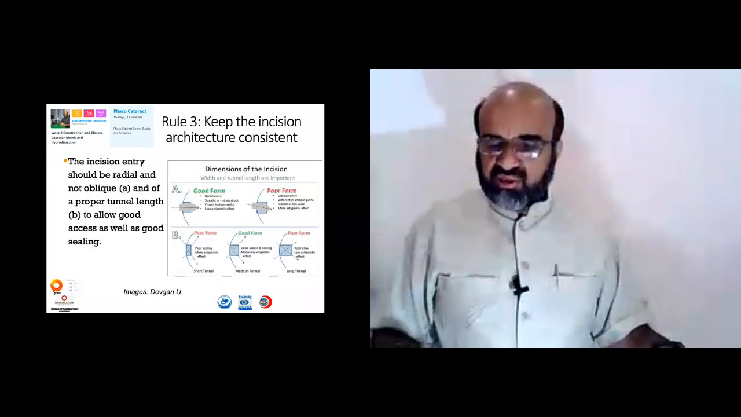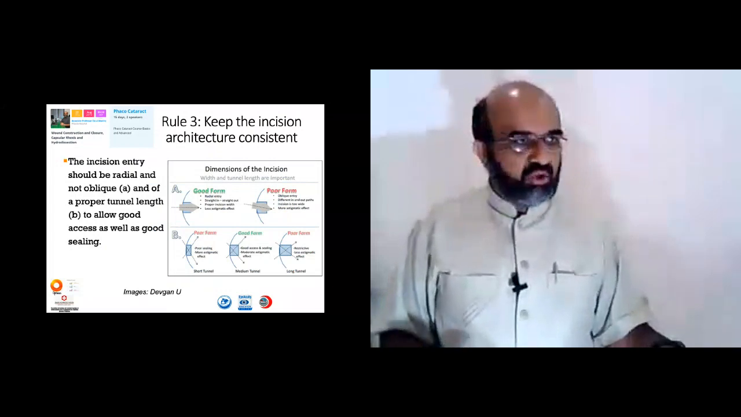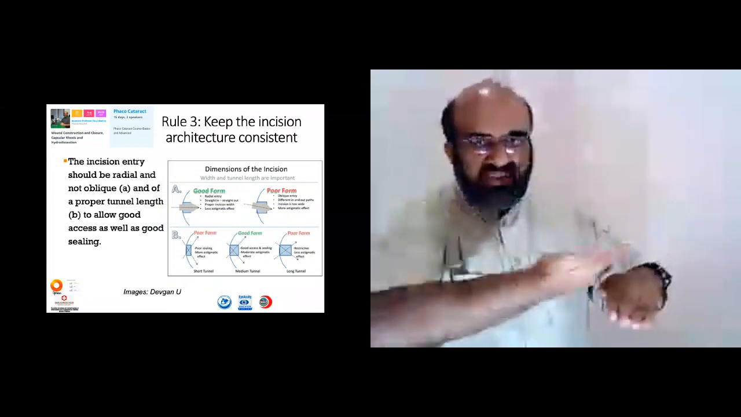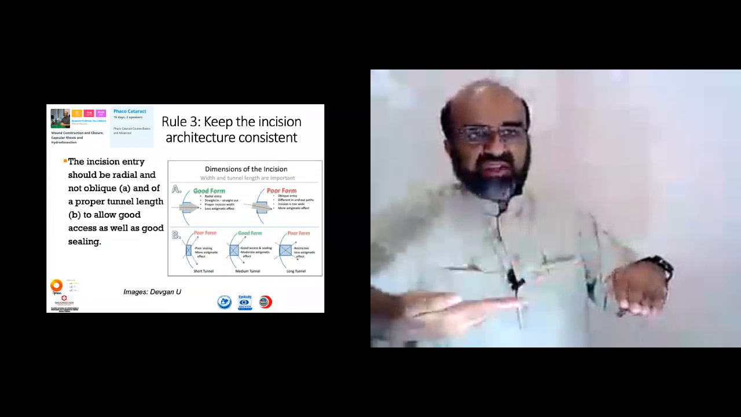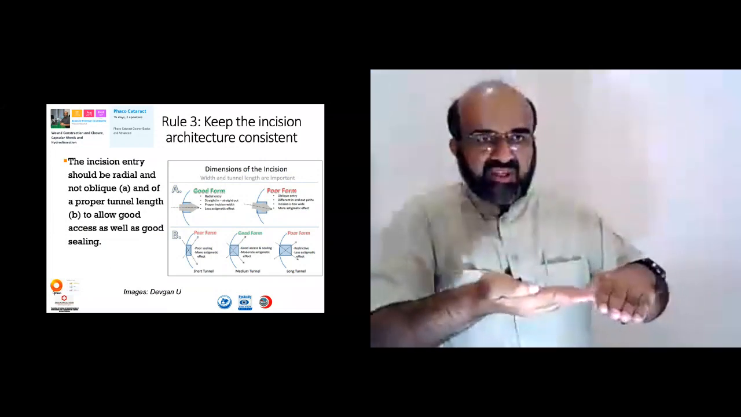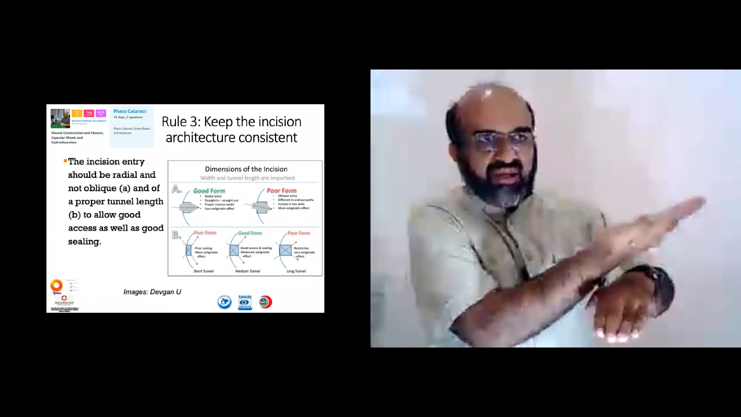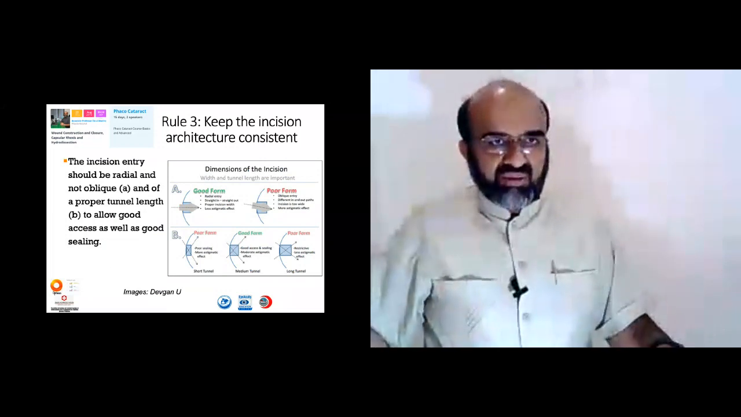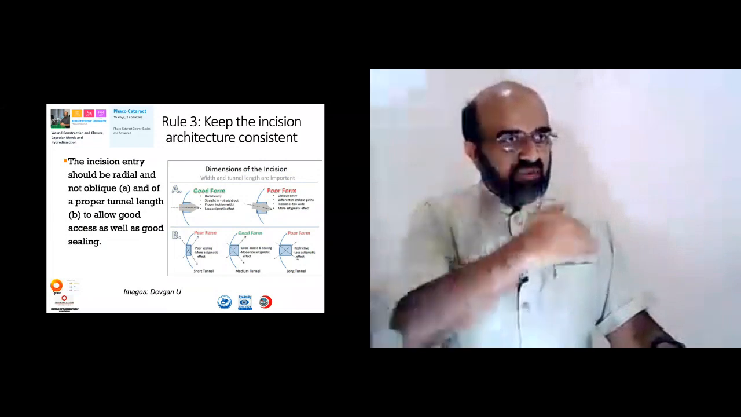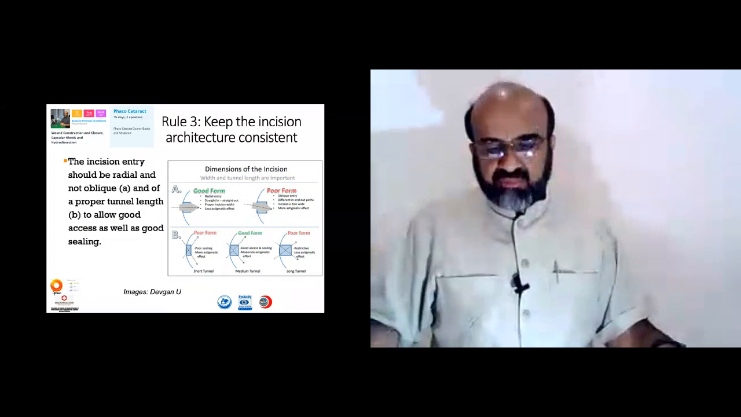The rule 3 is keep the incision architecture consistent. The entry should be radial, not oblique. Oblique is when, for some reason, you tilt your keratome a little bit, either entering like this or like this. Radial is just straight to the limbus, you are entering straight and angled at 30 degrees. The cut which is finally placed is straight, tangent to the limbus. It is not oblique.